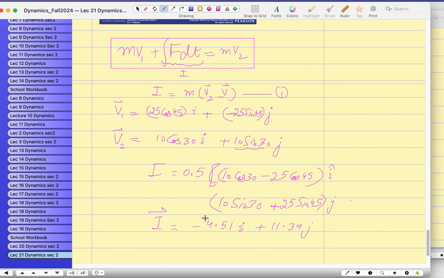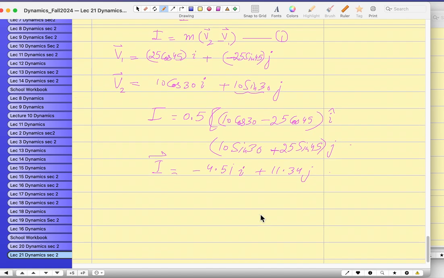So this is the impulse, which is a vector quantity. If you want to find the magnitude of the impulse, you have to use the Pythagorean theorem for rectangular coordinates. And if you solve for this, you get 12.2 newton seconds. This is the magnitude. This is your answer.